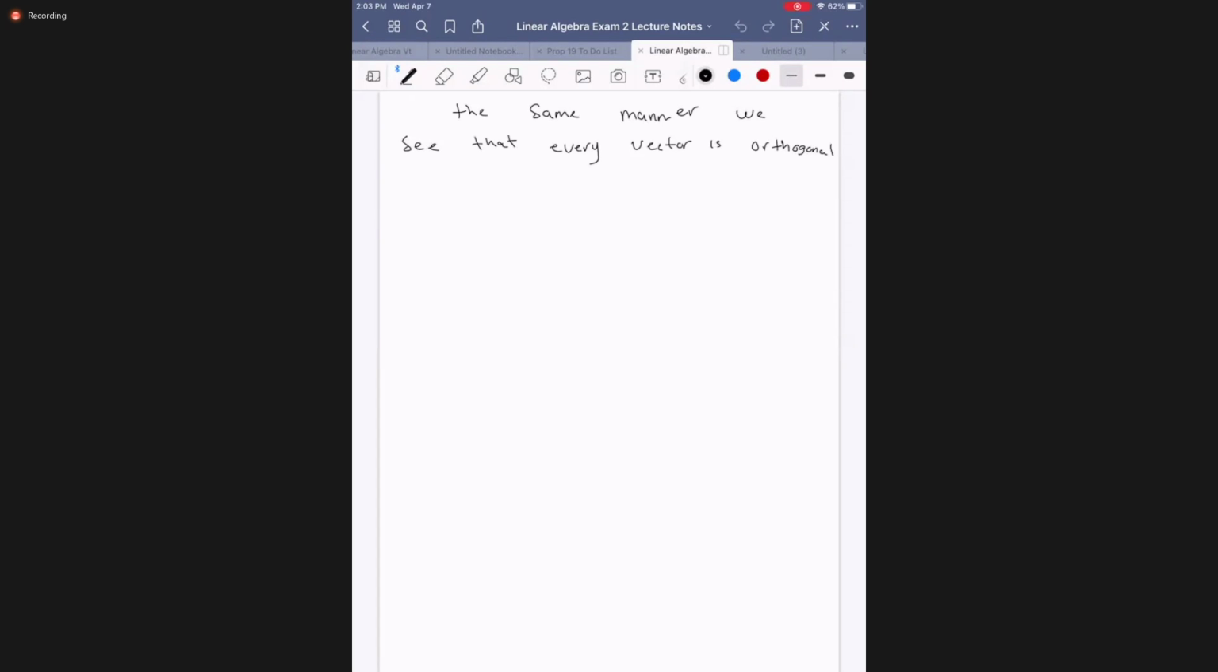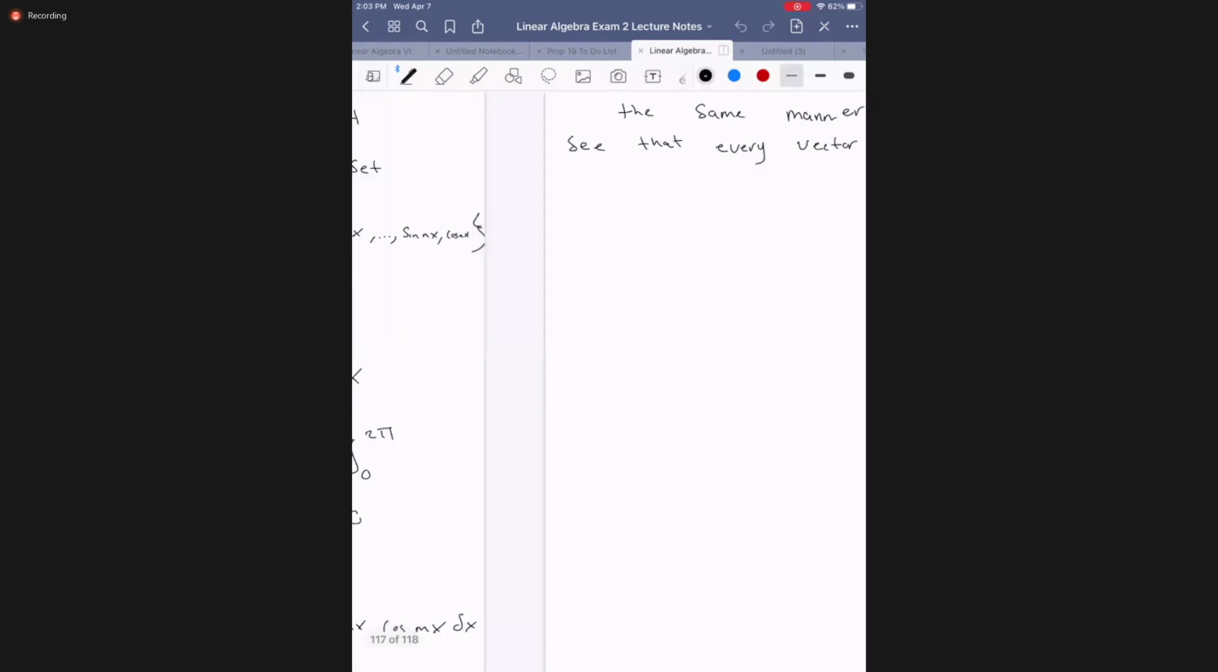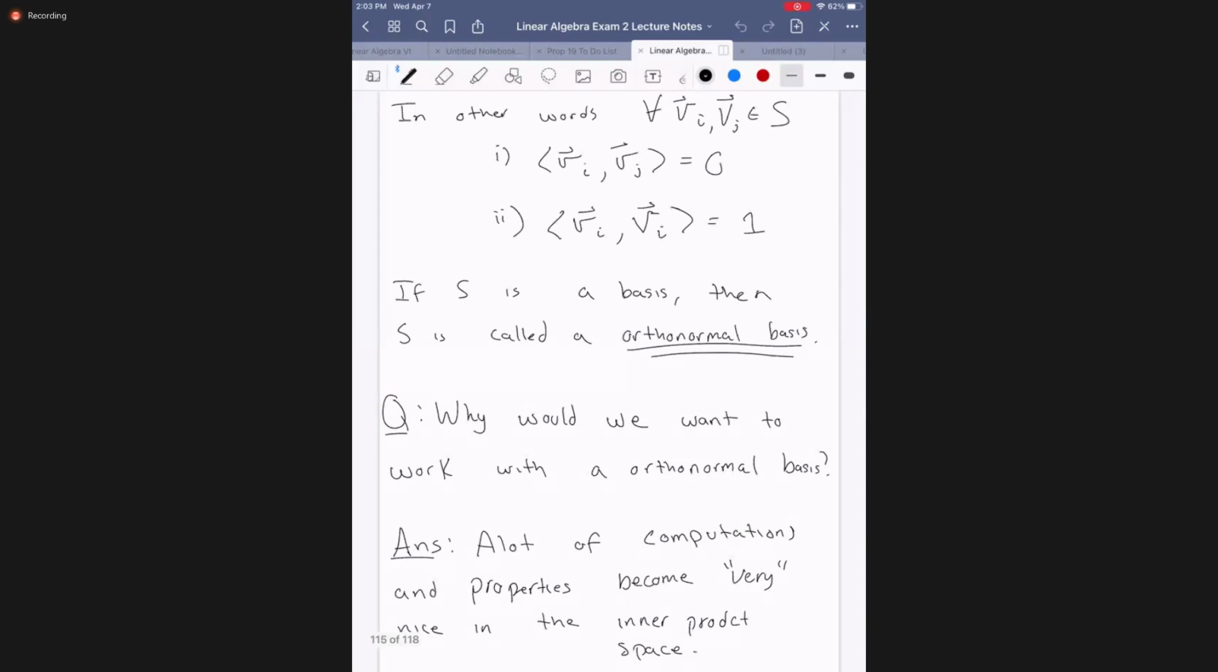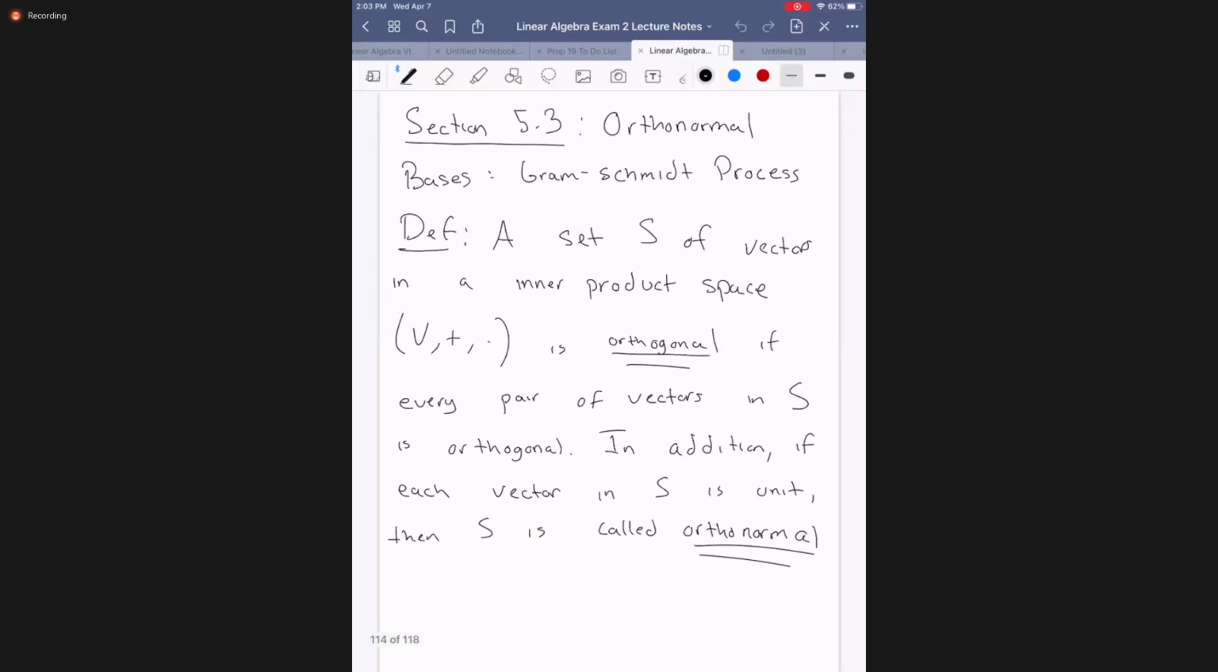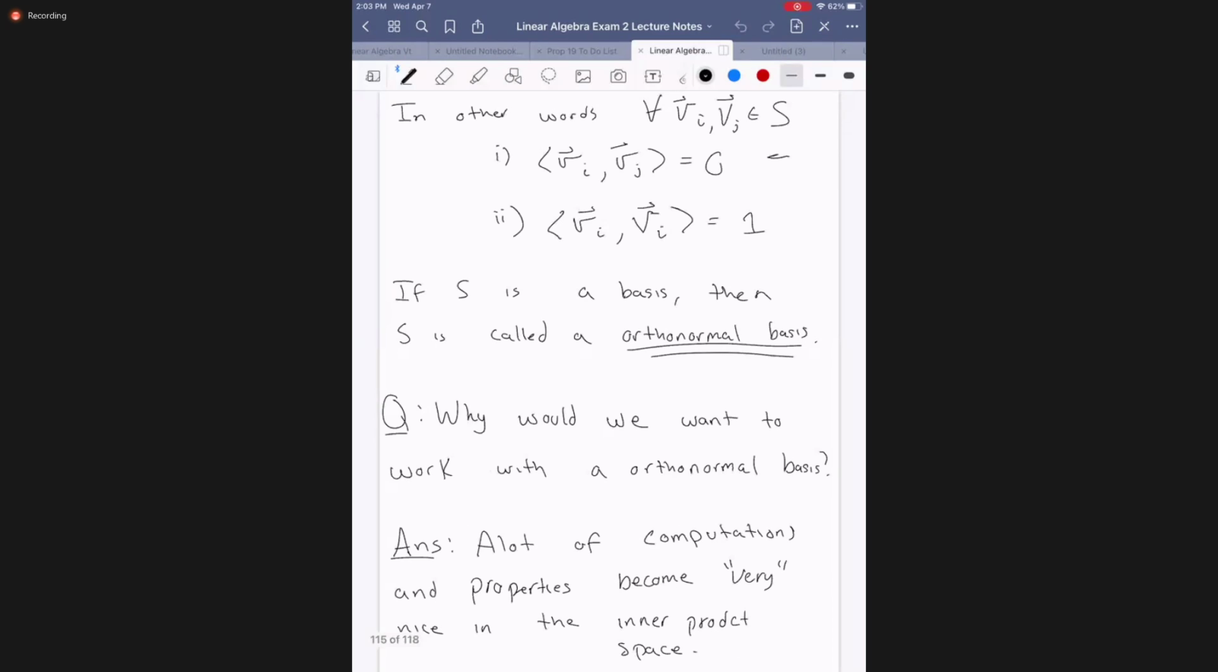And then we went on to this section, where we talked about what an orthogonal set is, right? Every vector in my set has to be orthogonal, meaning the inner product between any two is 0, which is what's here. And it's orthonormal if its inner product with itself, which is the norm, is 1 as well.